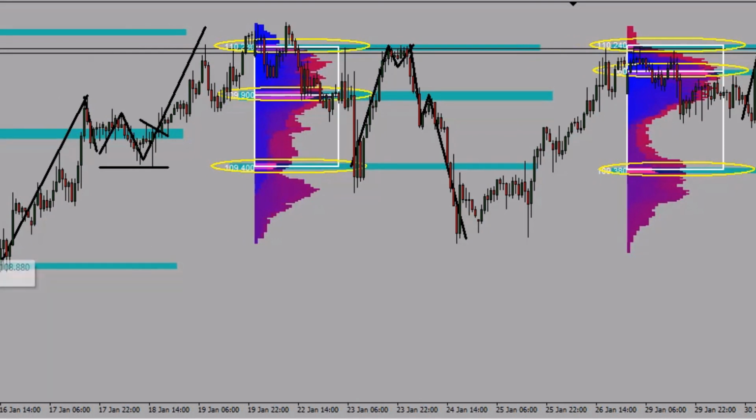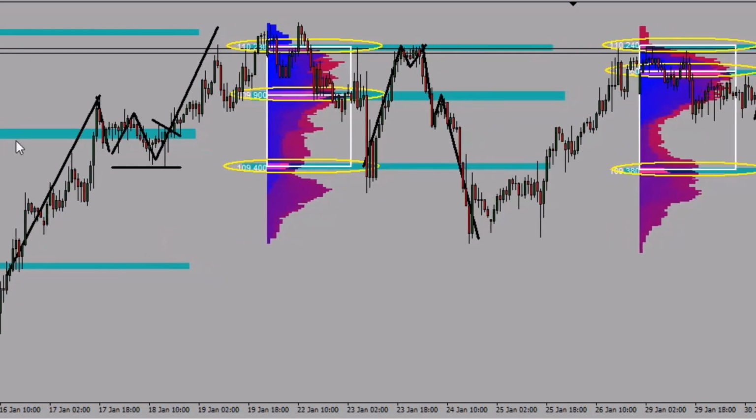Okay, CAD yen, and this works on any pair. Okay, works on any pair, as long as you let this thing develop, right? As long as you let this develop, this volume profile.